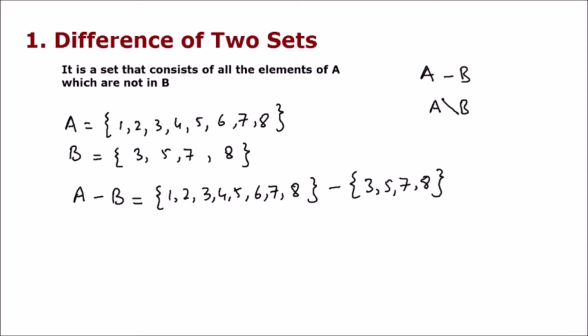now we will subtract. The method of subtraction is that first observe the similar elements. For example, this 3 is present in both the sets, 5 is also in both the sets, 7 and 8 are also in both the sets. So we will cancel all these elements. We will cancel similar elements, and the remaining elements in A are the elements of A minus B. So these are the elements which are not in B, or which are not the member of B set.